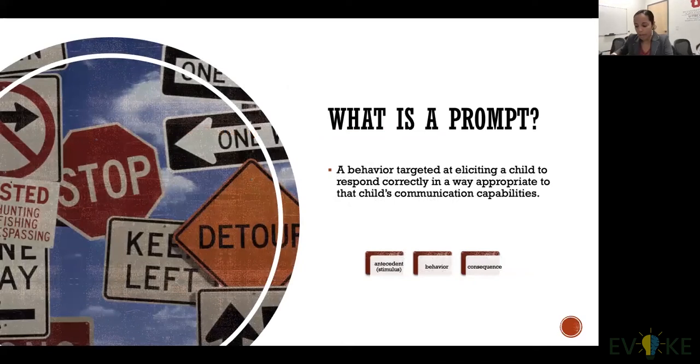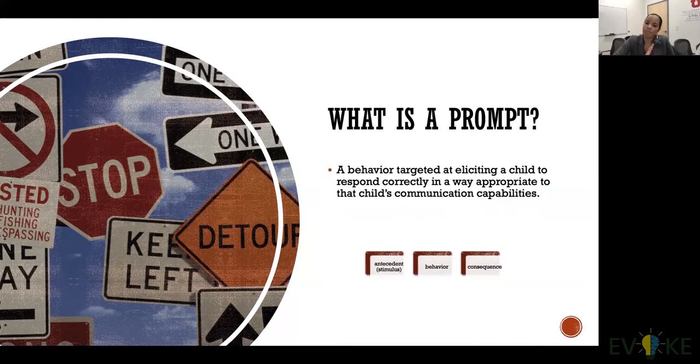So as we were discussing earlier, every behavior is preceded by an antecedent or a stimulus, and followed by a consequence. And so when a student is presented with a stimulus, he should be able to respond. However, sometimes kiddos don't respond, or they respond erroneously. And so at that point, a prompt is needed to elicit a correct response.